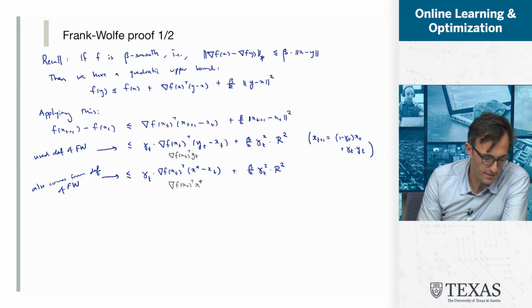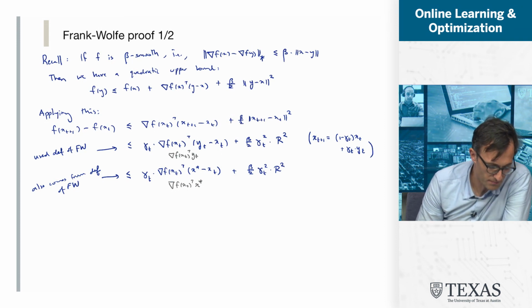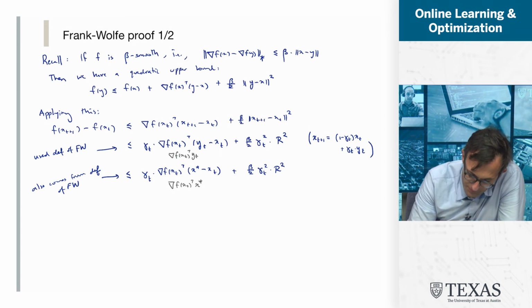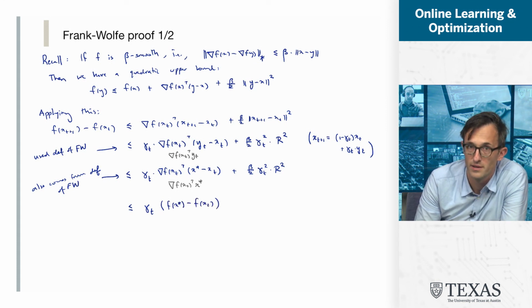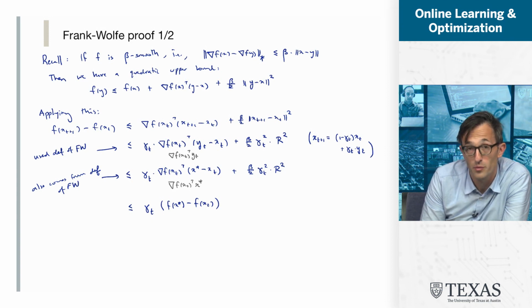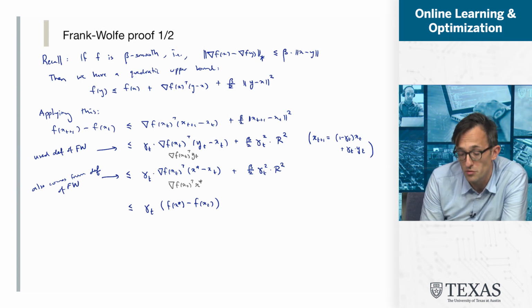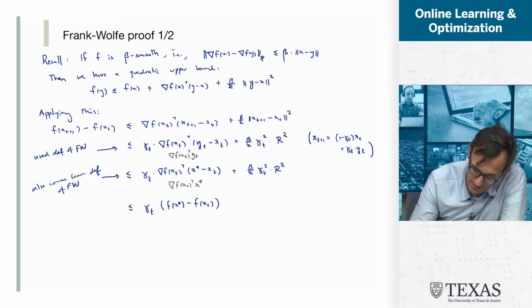Okay, so this is this step. Moving on, this in turn is upper bounded by gamma t times f of x star minus f of xt. This is just our old friend convexity. This is the gradient in a dot product with a difference of two points. That's going to be upper bounded by f of point 1 minus f of point 2, just the definition of convexity.